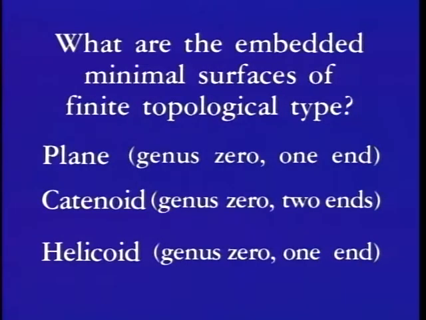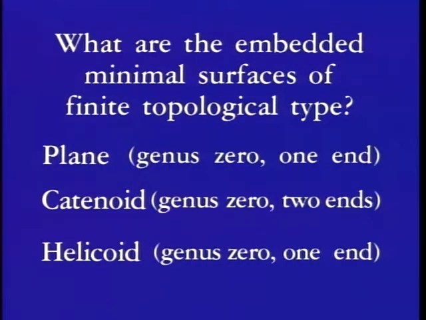Let's look at the known examples that are classical examples. First of all, of course, is the flat plane, a very simple minimal surface whose Gauss map is constant. It has genus 0 and one end. Then there's the catenoid, which we've seen before, genus 0 and two ends. And finally, the helicoid, which is genus 0 and one end.